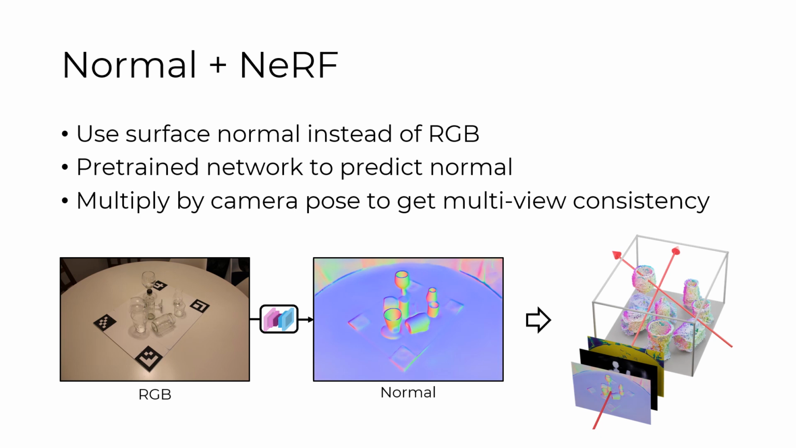To circumvent this problem, we propose to use surface normals instead of RGB images. Using a pre-trained network, we predict and replace RGB with surface normals. This fixes the problem of background visibility and thus helps NeRF reconstruct accurate geometry.